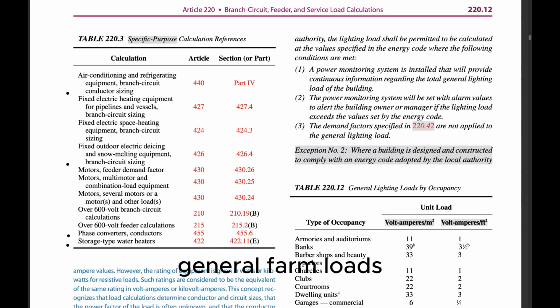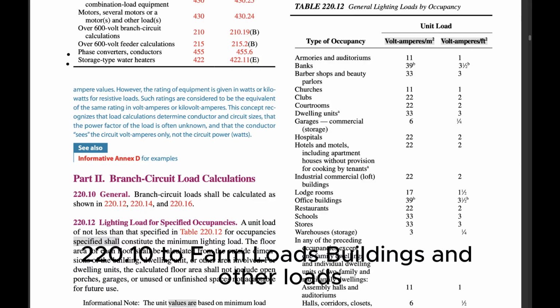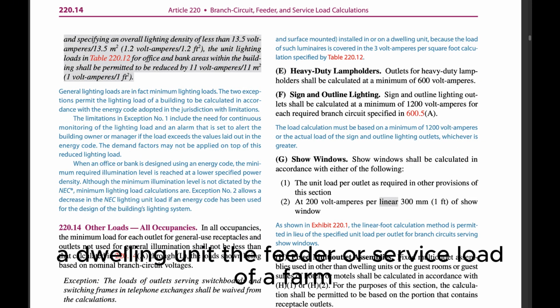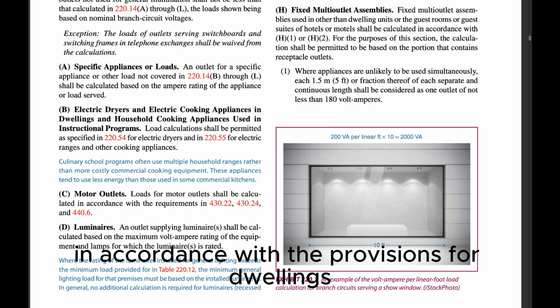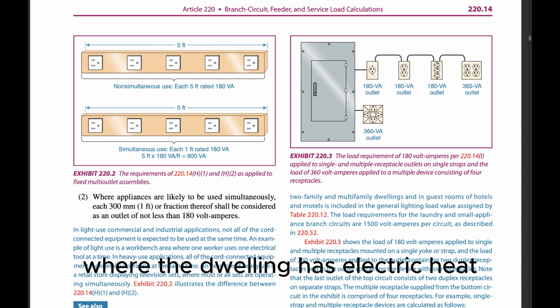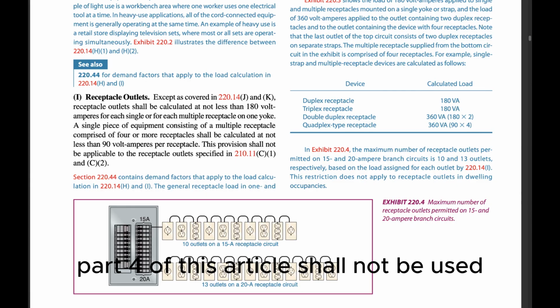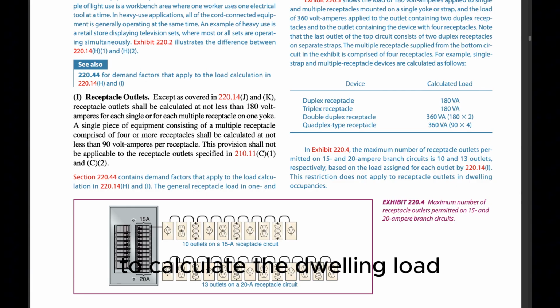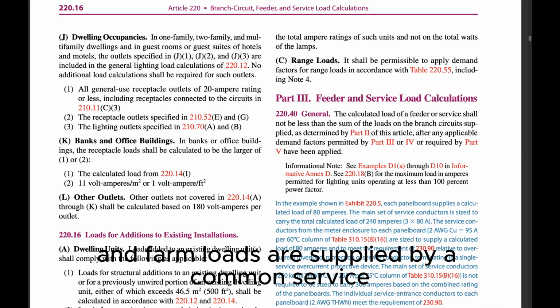Part 5, Farm Load Calculations. 220.100 General. Farm loads shall be calculated in accordance with Part 5. 220.101 Farm loads, buildings and other loads. A. Dwelling unit. The feeder or service load of a farm dwelling unit shall be calculated in accordance with the provisions for dwellings in Part 3 or 4 of this article. Where the dwelling has electric heat and the farm has electric grain drying systems, Part 4 of this article shall not be used to calculate the dwelling load where the dwelling and farm loads are supplied by a common service.